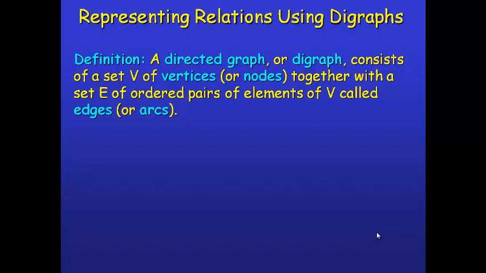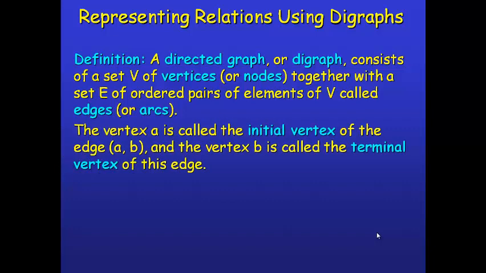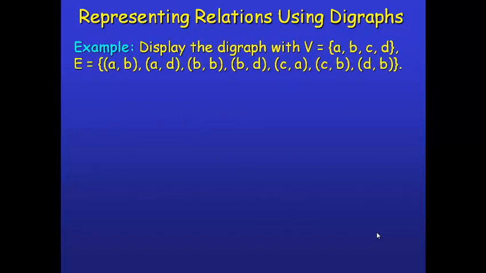A directed graph or digraph consists of a set V of vertices or nodes together with a set E of ordered pairs of elements of V called edges or arcs. The vertex a is called the initial vertex of the edge, the ordered pair (a, b), and the vertex b is called the terminal vertex of this edge. We can use arrows to display the graphs. So form the diagram from the following example: display the diagram with vertex set V equal to {a, b, c, d} and edges (a,b), (a,d), (b,b), (b,d), (c,a), (c,b) and (d,b).